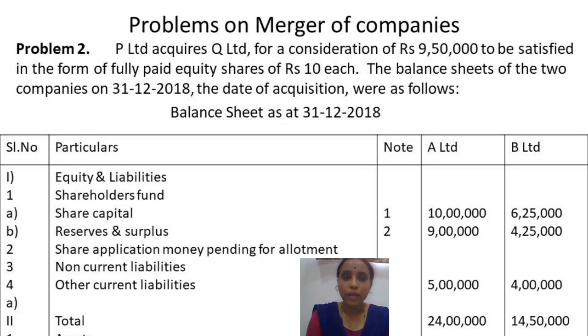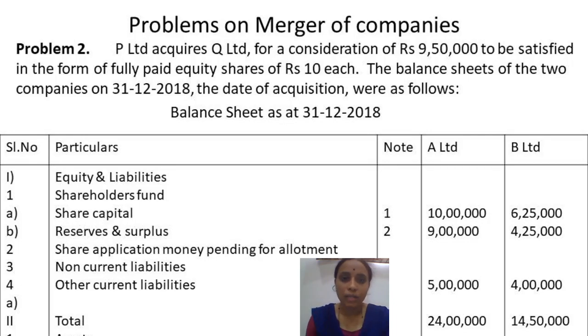P Limited acquires Q Limited for a consideration of 9,50,000 to be satisfied in the form of fully paid up equity shares of 10 each. The balance sheet of two companies on 31st 12 2018 and the date of acquisition were as follows. So they have given the information that P Limited acquires Q Limited. That means P Limited is going to purchase Q Limited. So the balance sheet of A Limited and B Limited as on 31st 12 2018 information is given.